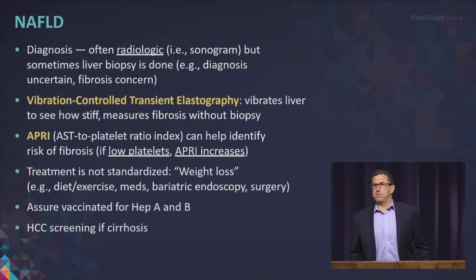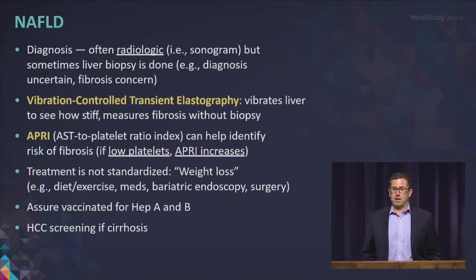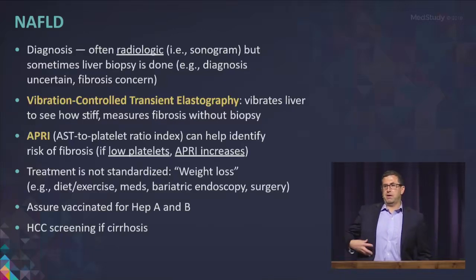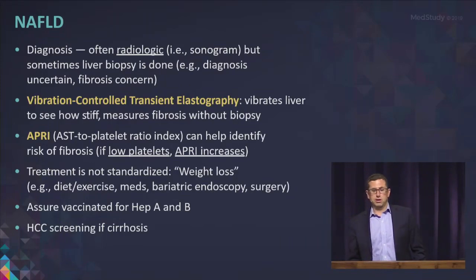So the diagnosis is often radiologic. We'll pick it up on a sonogram. Sometimes we do a liver biopsy, but this is not really done frequently anymore. There's something called vibration-controlled elastography, which could actually vibrate the liver and try and figure out how much fibrosis there is. There are clinical scores like the AST to platelet ratio index that could help identify the risk of cirrhosis.